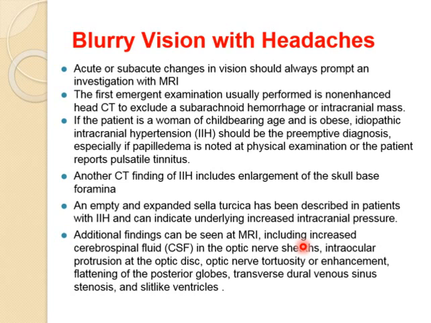Another CT finding of idiopathic intracranial hypertension includes enlargement of the skull base foramina. If we compare the foramina to each other, we see one foramen is larger than the other. There may be an attempt to expand the sella turcica if there is underlying increased intracranial pressure. Additional MRI findings include increased CSF in the optic nerve sheath, intraocular protrusion of the optic disc, optic nerve tortuosity or enhancement, flattening of the posterior globes, transverse dural venous sinus stenosis, and slit-like ventricles.